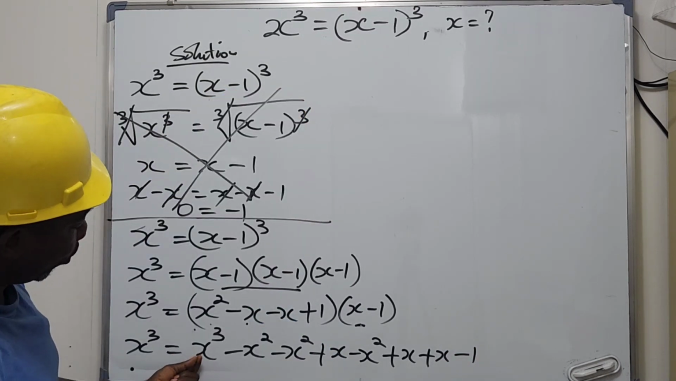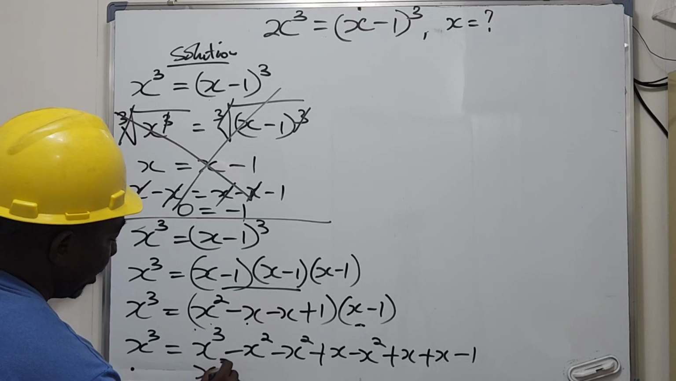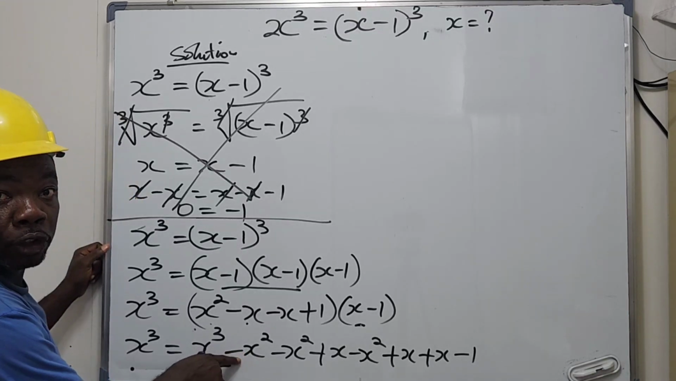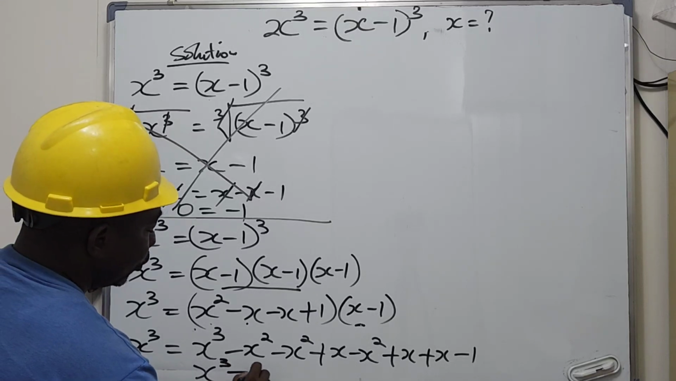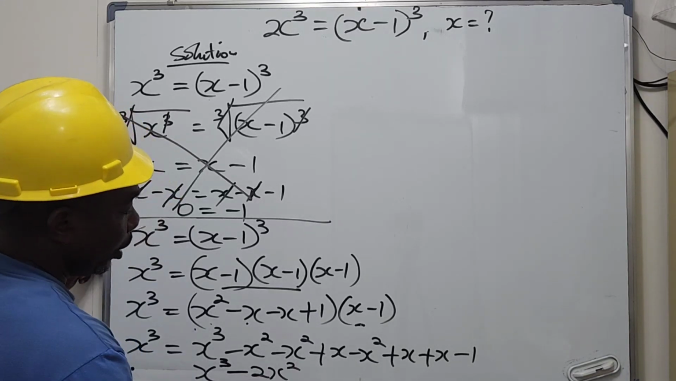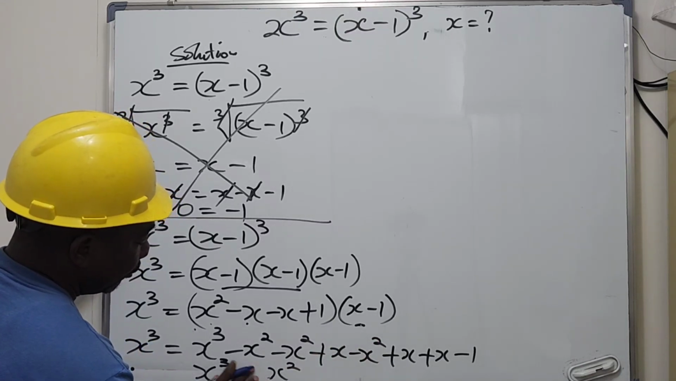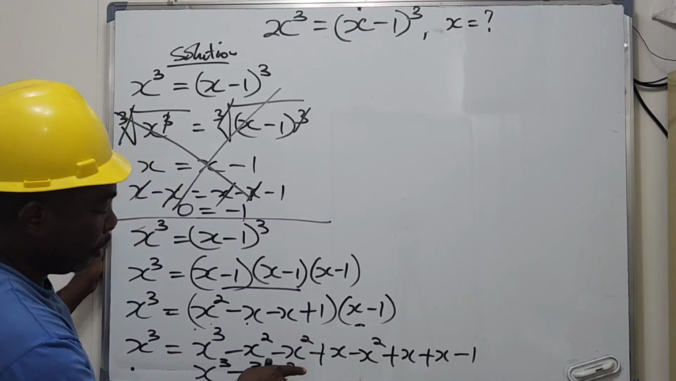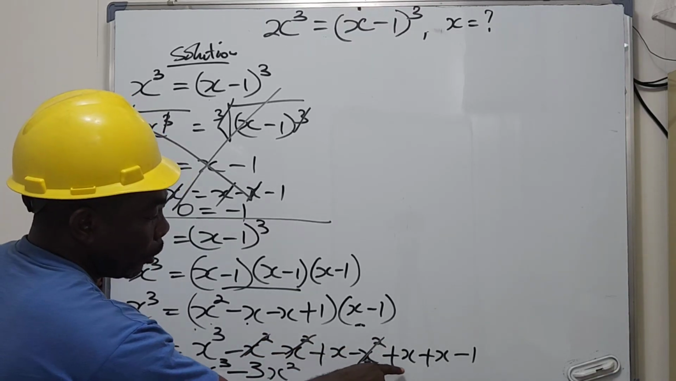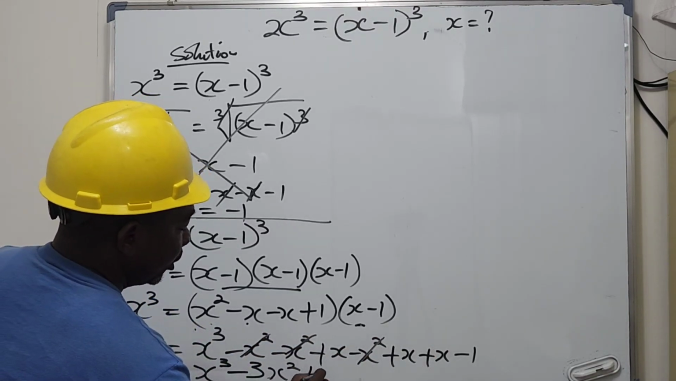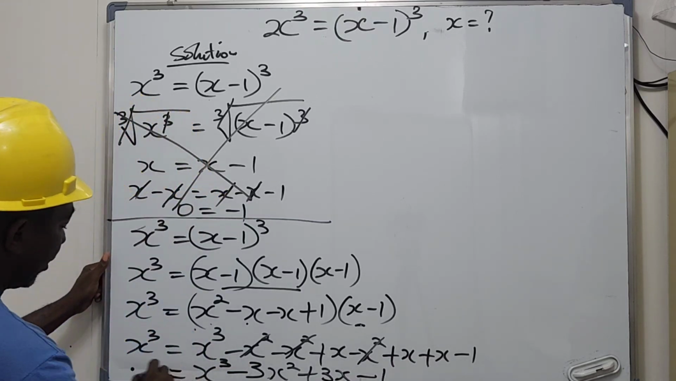So here, what we have, we have x to the power of 3 here. So minus x to the power of 2 minus x to the power of 2 will become minus 2x to the power of 2. Here we have another one, minus x to the power of 2, also we have minus 3x to the power of 2. Then the x to the power of 3 and minus x to the power of 3 will go off. So we have x plus x plus x, we have plus 3x. Then we are now left with minus 1. So this is what we have.